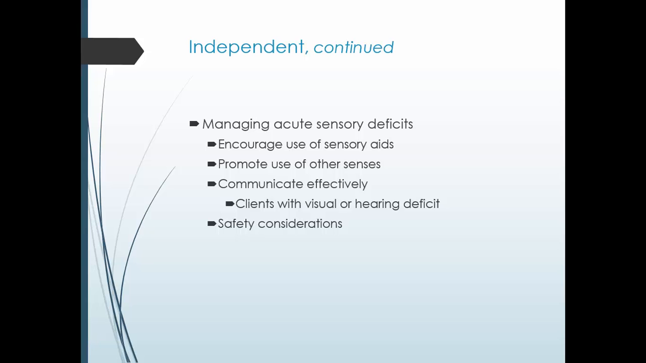People with hearing deficits can communicate via email or text if they are not able to use the phone and hear on the phone. Things that you can do for people with visual impairment is to announce your presence when you enter the room. Use a warm, pleasant tone. Make sure that you tell them what you're going to do before you touch them.